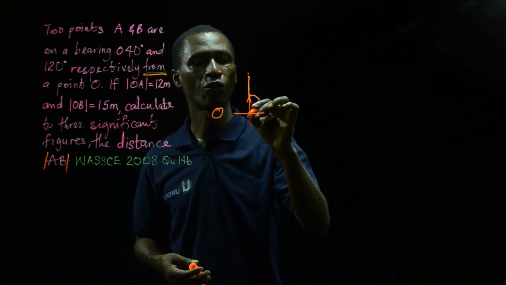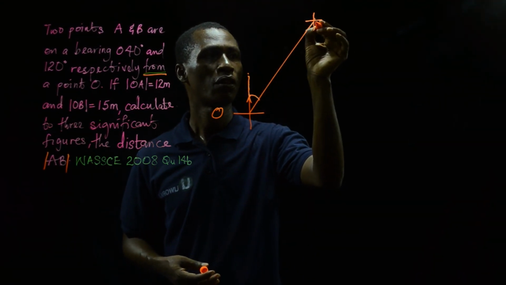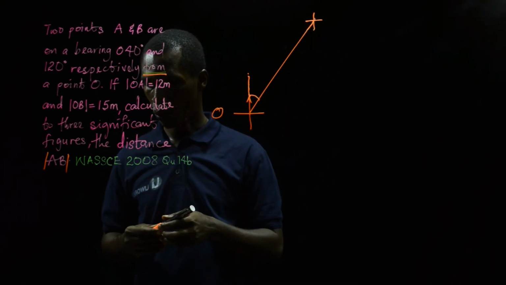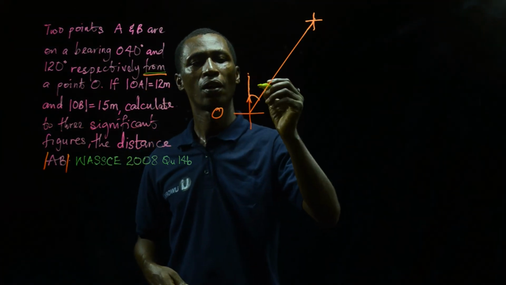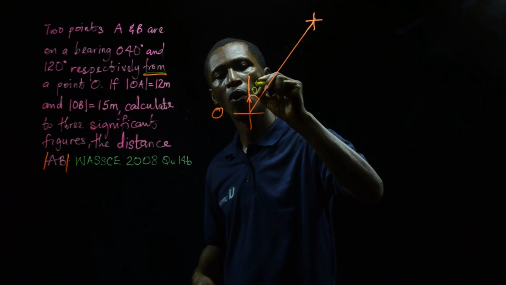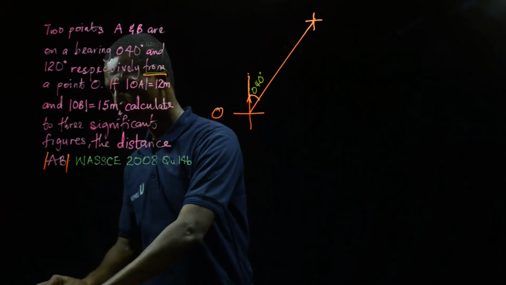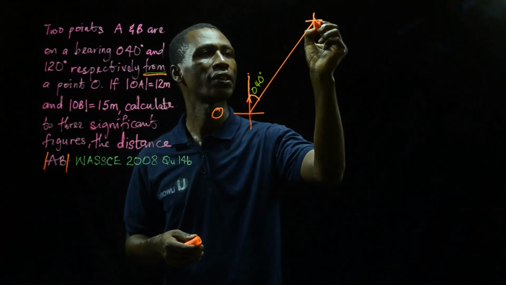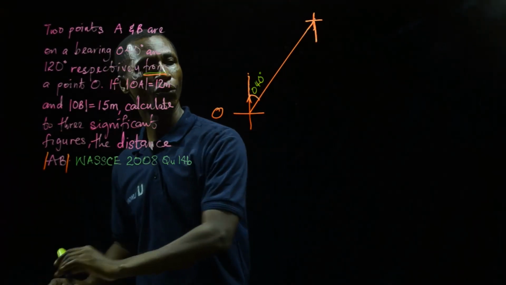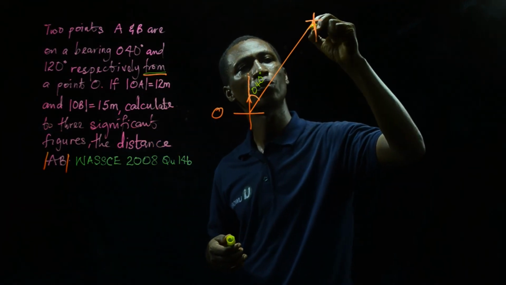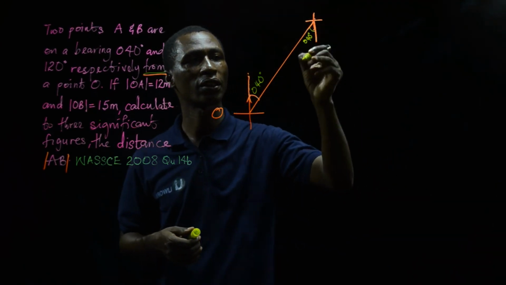O to A. From O, let's say A is located here. Okay, good. So the bearing is 040 degrees, and we say alternating angles are equal. So I have to elongate this a little bit. Good. So if this part is 040, automatically we will have here another 040. So alternating angles are equal.